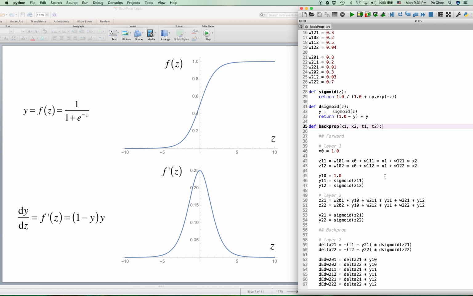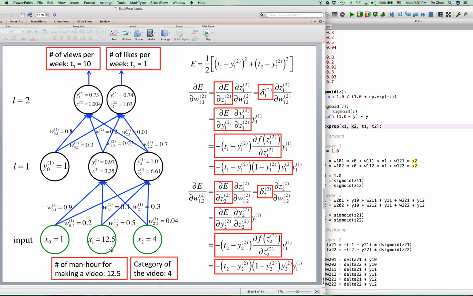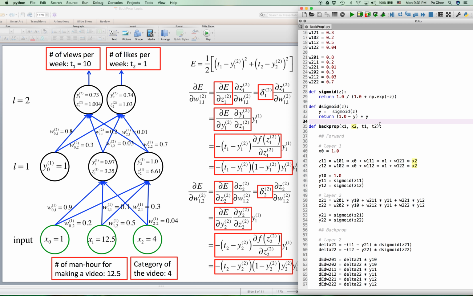And then we have implemented the backpropagation algorithm inside of this Python function named backprop. It's going to take 4 input values. x1 and x2 are the inputs to the neural network, and then t1 and t2 are the ground truth. So that's going to be the inputs to this backprop function.